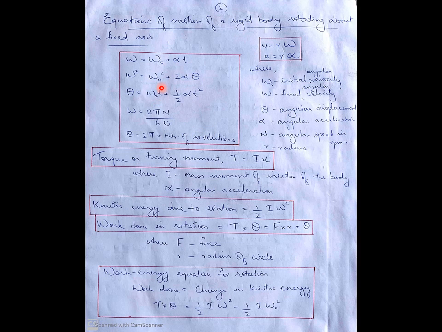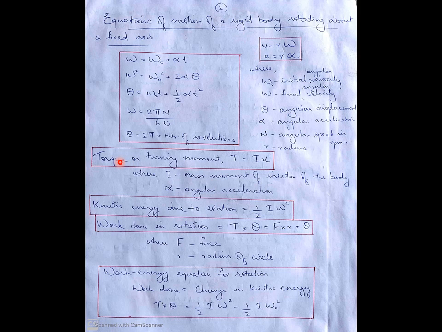And along with that, there were two more equations which you have studied in your higher secondary classes. That is equation connecting between linear velocity and angular velocity, which is v equal to r omega. Equation between linear acceleration and angular acceleration, it is a equal to r alpha. Now, along with these equations, for equations of motion of rigid body rotating about a fixed axis, there are some more equations. Let us see what are the equations.